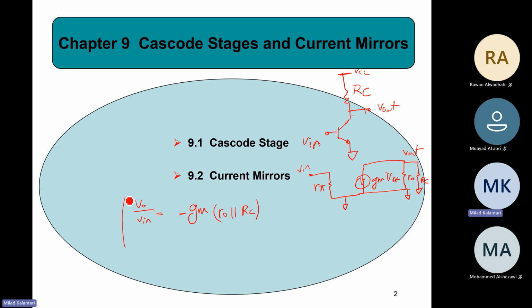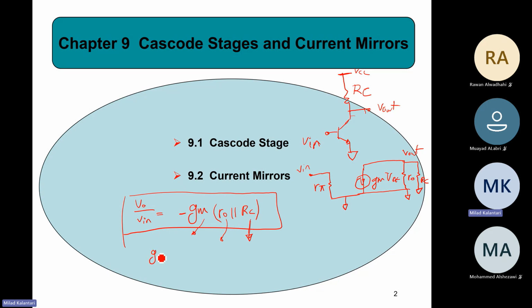So from this equation, how can we increase the gain? We can increase the RC, right? Any other thing we can do? We can increase the GM by changing the bias, right? There is some RO. RO also depends on the current, right?